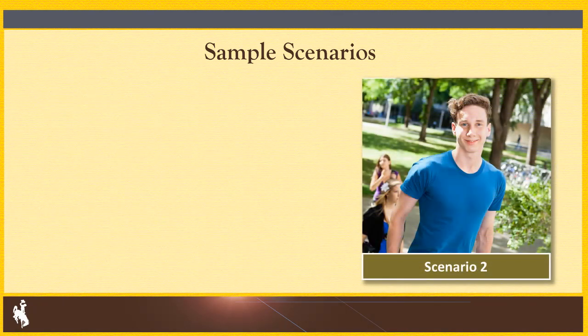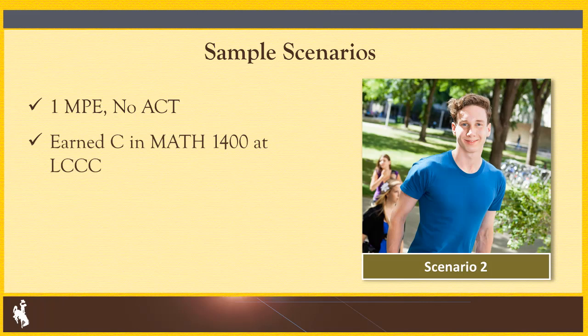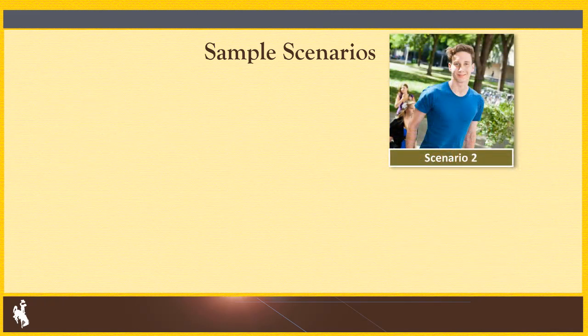Scenario 2. A student comes to advising with a 1 MPE and no ACT on record. Their transcripts show that they have taken Math 1400 at Laramie County Community College, where they earned a C. This student has choices to make.